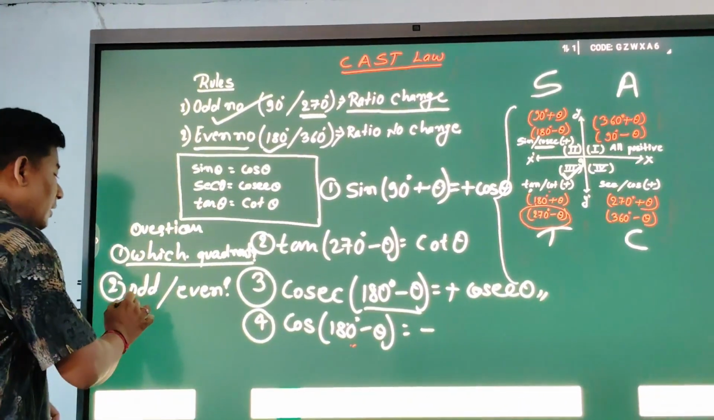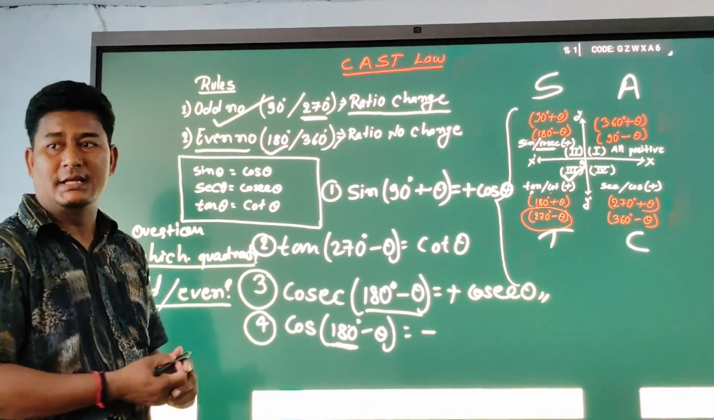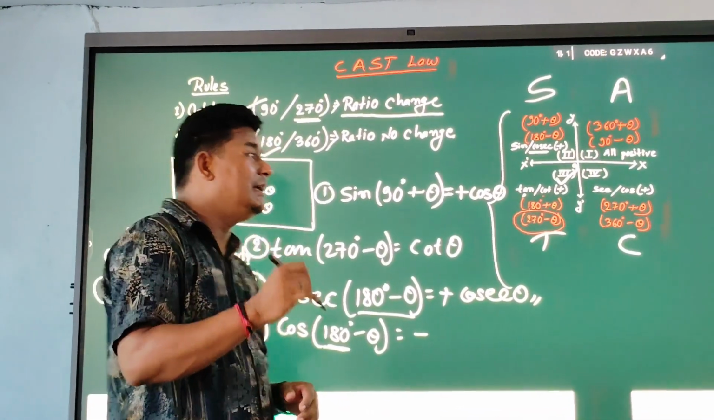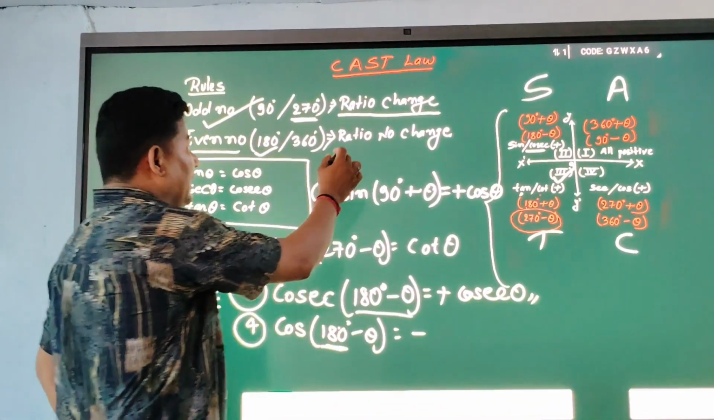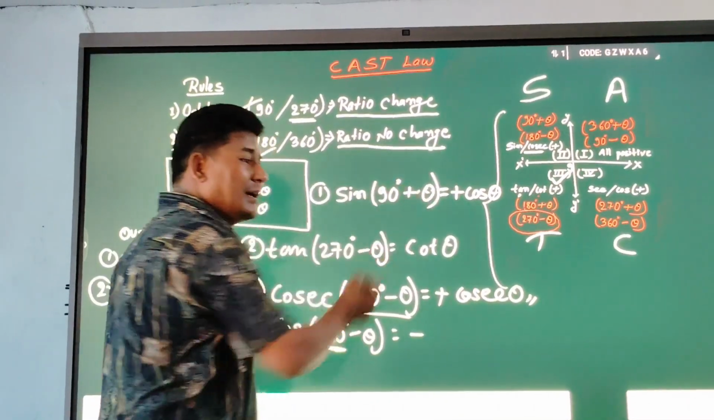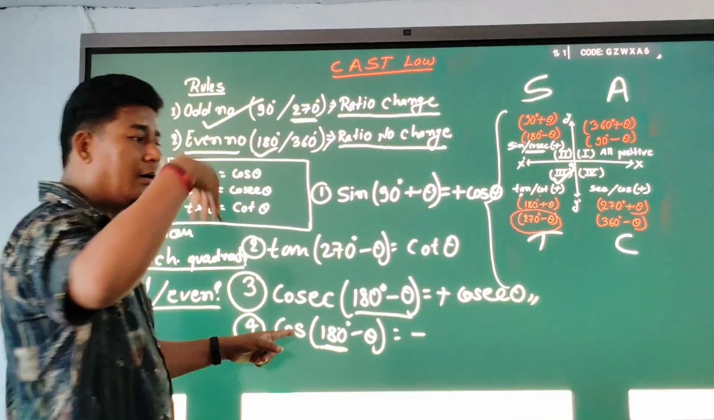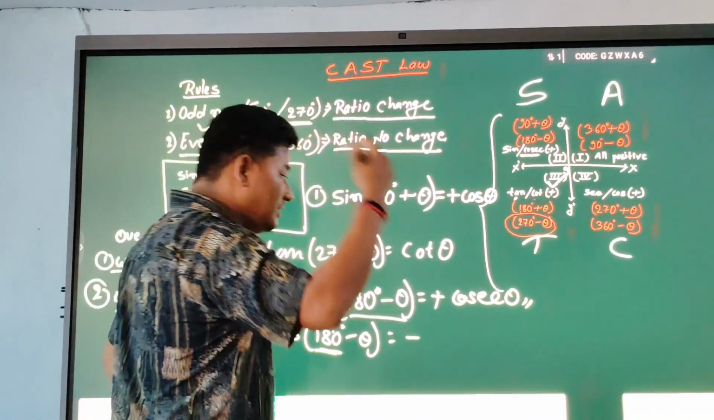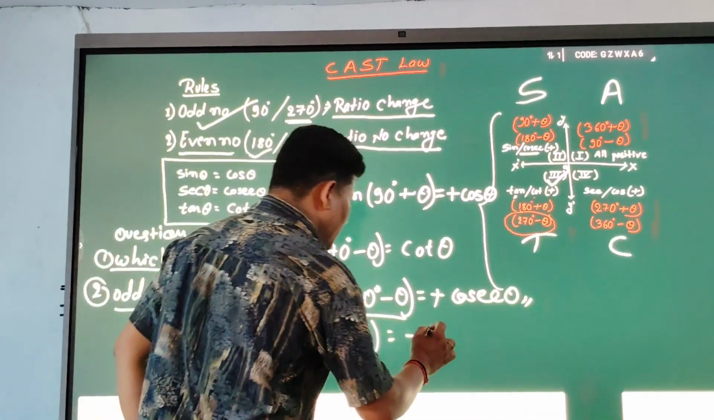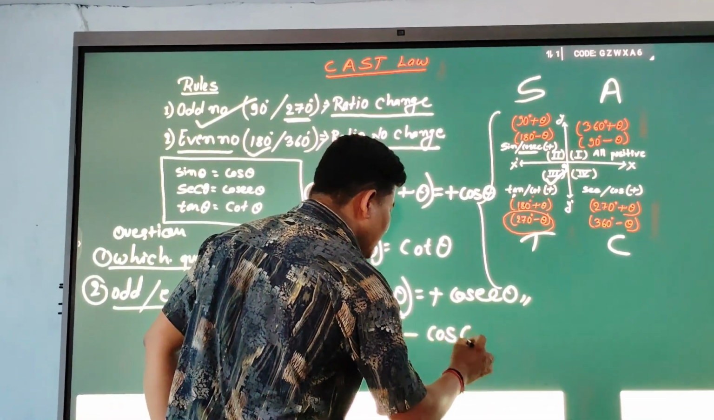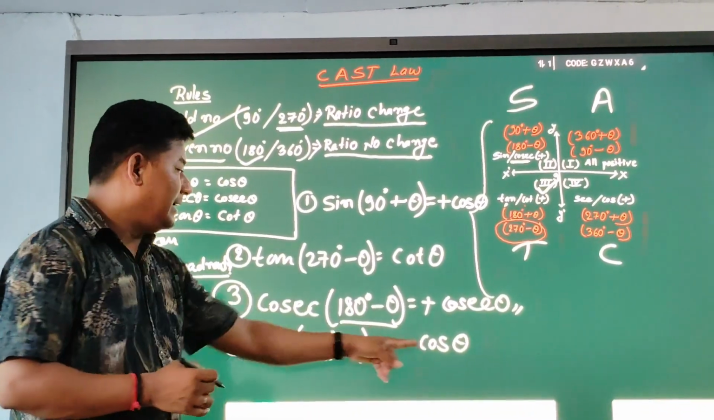Next question is odd or even? You are looking at 180 degree. 180 degree is an even number. It is in the group of even numbers, and for even numbers the ratio has no change. Means cos is not changed into sine. It doesn't change, means it is the same. That's why cos 180 degree minus theta equals minus cos theta. Okay? It is the same ratio, no change.